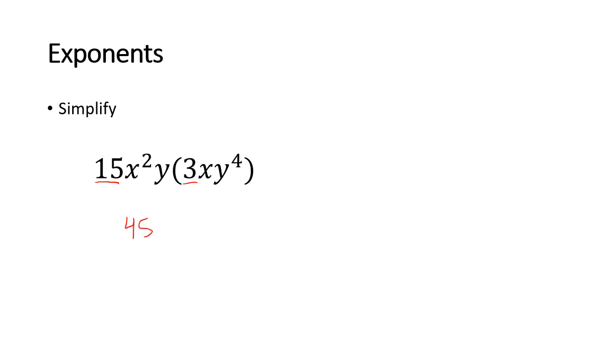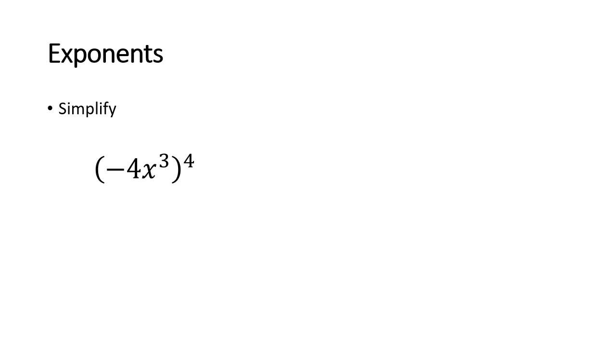Okay. We can also look at the x term. So we have x squared and x. So x squared times x to the first, that would just be x to the third. We have three total x's. And then finally, the y terms, we have y and y to the fourth, so a total of y to the fifth. And that's it. That is how you would multiply those together. You just kind of combine like terms.